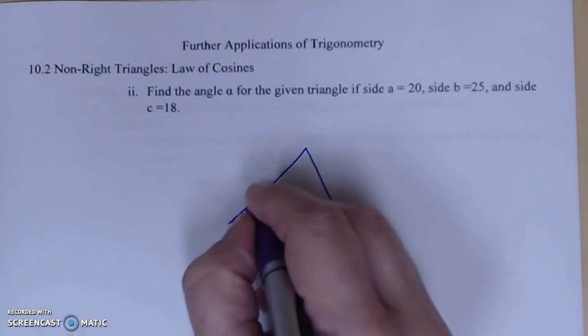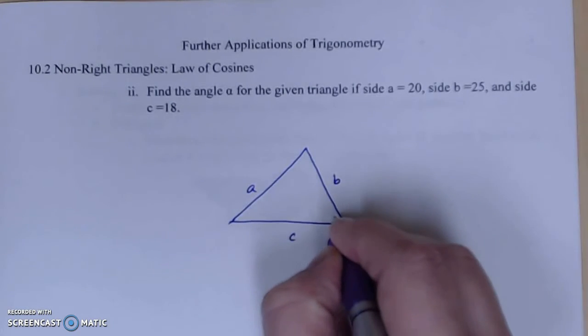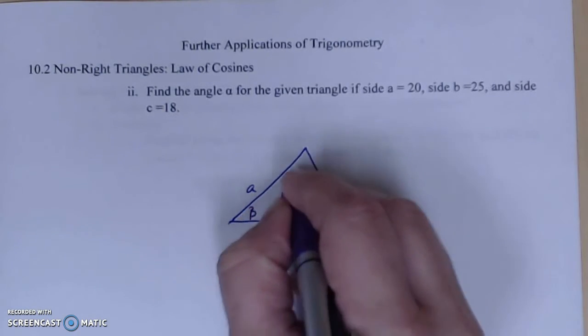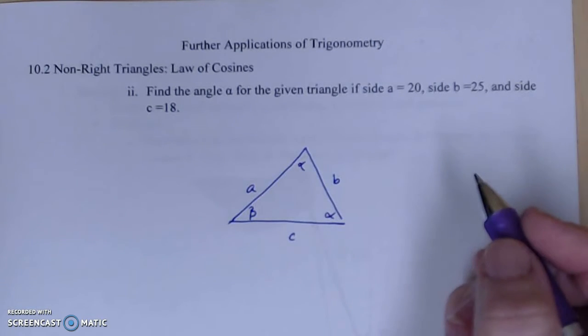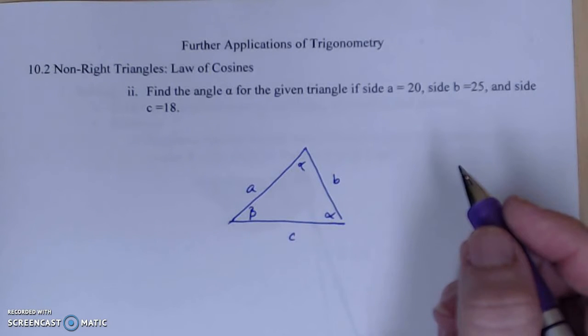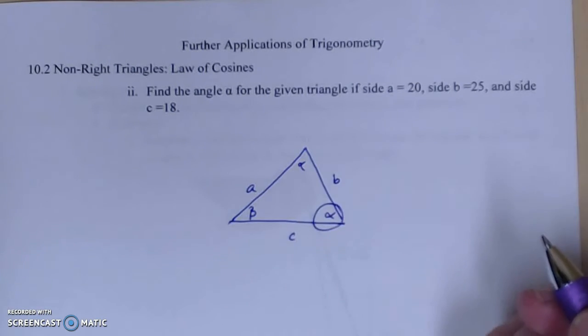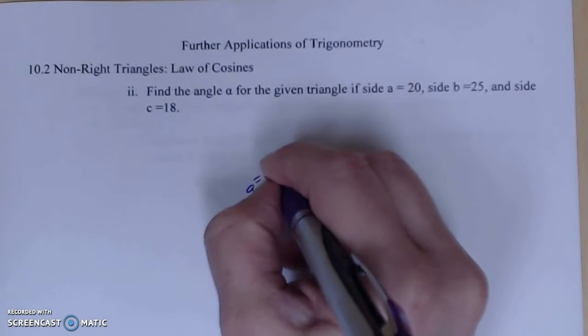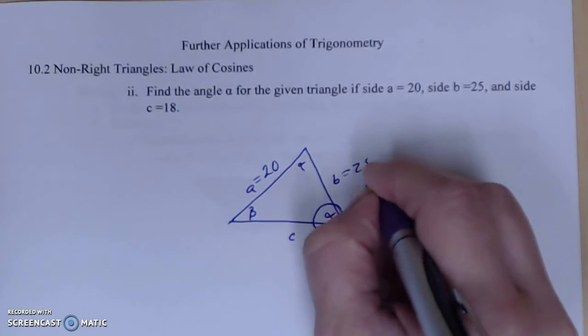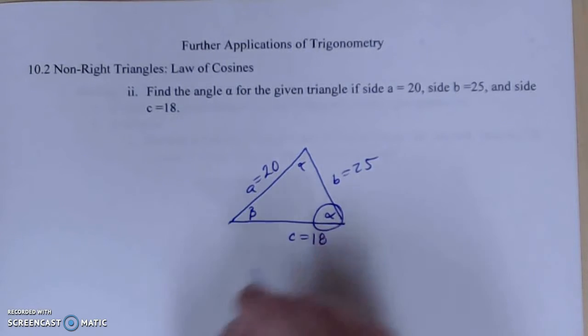So the first thing I'm going to do is write A, B, C, alpha, beta, gamma. So I'm just going to use my reference triangle here. And it tells me we are trying to find angle alpha. So really I don't have to find the other ones. Side A is equal to 20, side B is equal to 25, and side C is equal to 18.